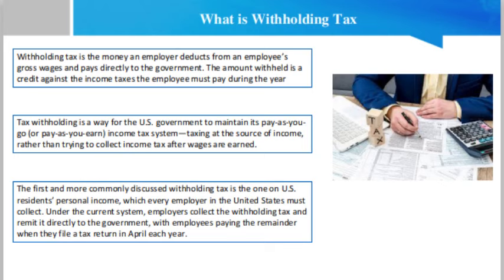Who qualifies for exemption from withholding? Employees with no tax liability for the previous year and who expect no tax liability for the current year can use Form W-4 to instruct their employer not to deduct any federal income tax from their wages. This exemption is valid for a calendar year.